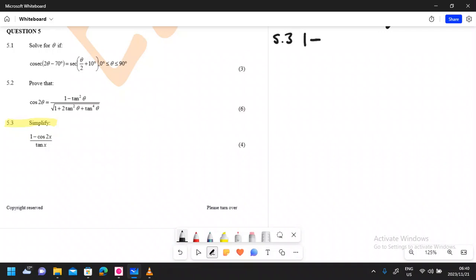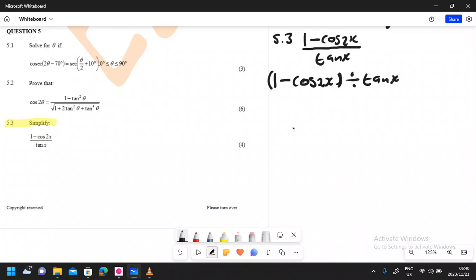We have 1 minus cos 2x divided by tan x. Alright, what you should do here, like I always do, guys, is rewrite this so you have your numerator, and then instead of the fraction line you use a division sign and divide by tan, because you need to change this tan. When it's like this, it's the same as that one. It's easier this way.